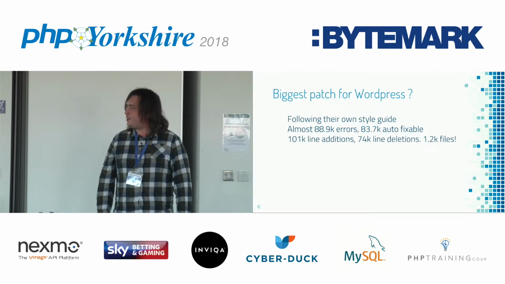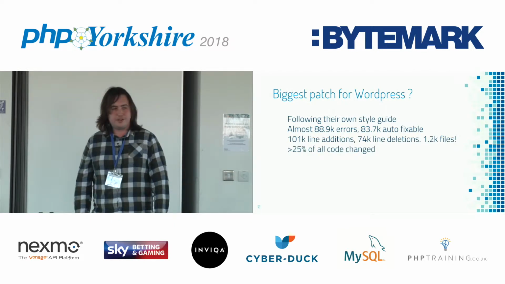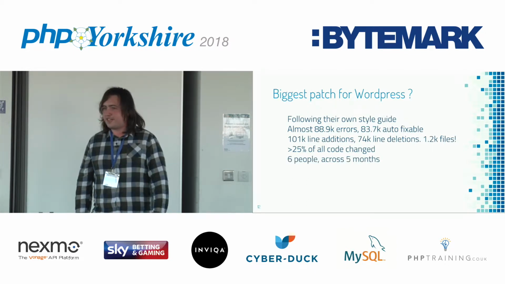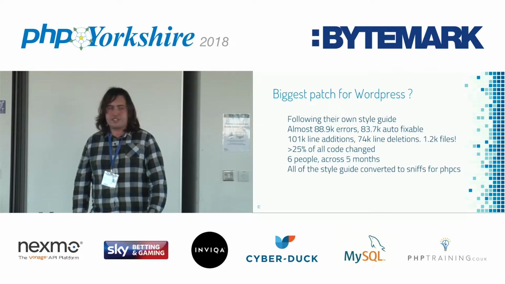101,000 line additions, 74,000 line deletions across 1.2 thousand files. I don't know if anyone's reviewed a pull request that big. Over 25% of all code in the whole code base was changed. 6 people across 5 months it took to get this merged. And to get it merged as well, they had to upgrade all the tooling.